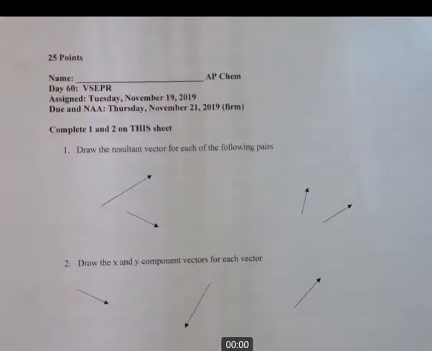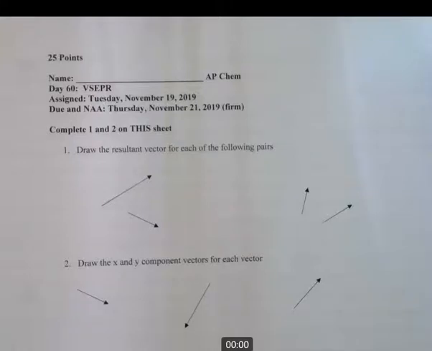Okay, AP Chem class, this is day 60. This lesson is on VSEPR, which is the method we use to determine the geometry, the three-dimensional geometry of molecules. Another aspect of VSEPR is it tells you whether a molecule is polar or non-polar.